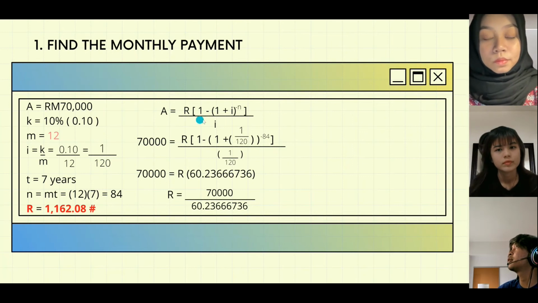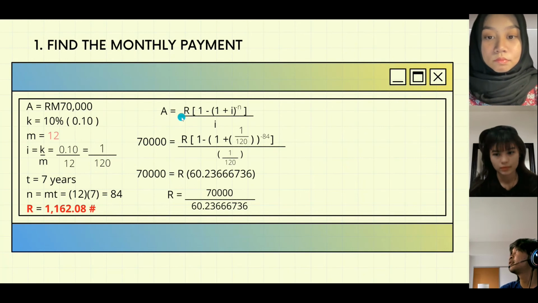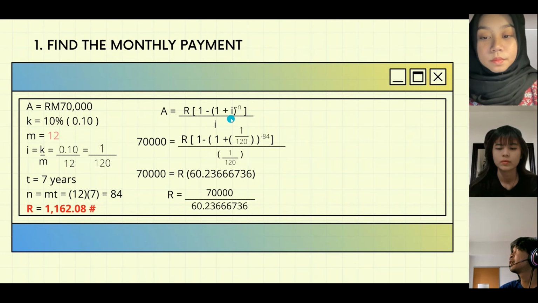So here is how we calculate the monthly payment. For the first step, we need to know the formula. The formula is R, bracket 1 minus bracket 1 plus i, close the bracket, we continue with the negative n. The n here will be the time that she needs to pay. So we will fill the formula with the data that we have.